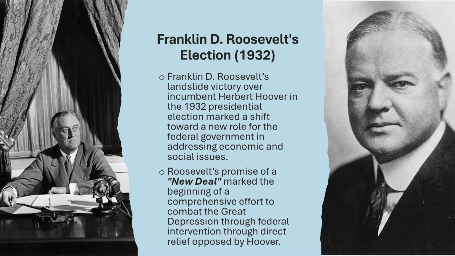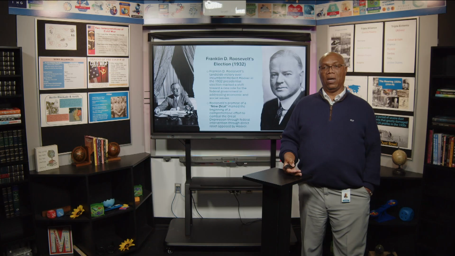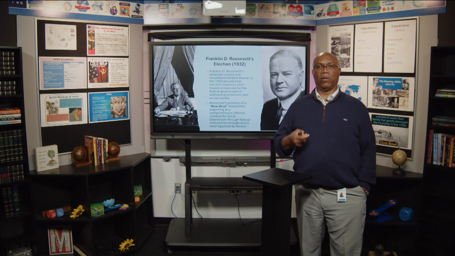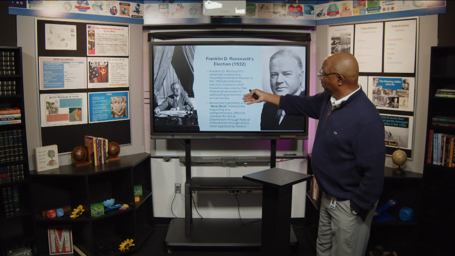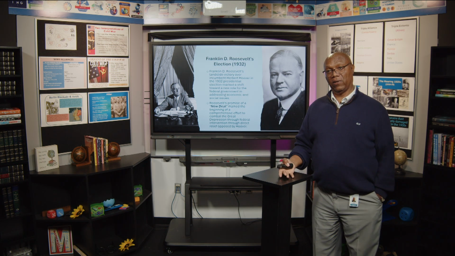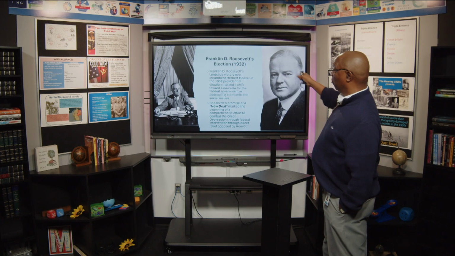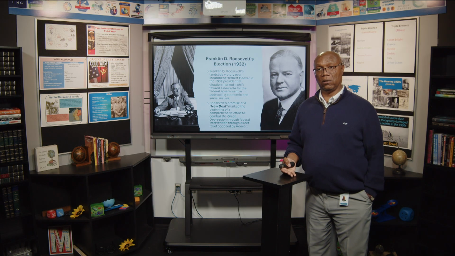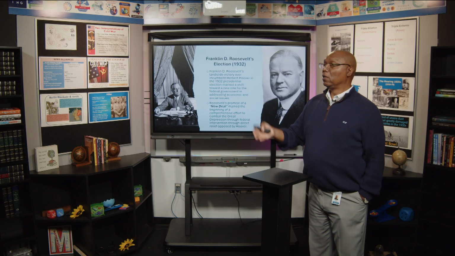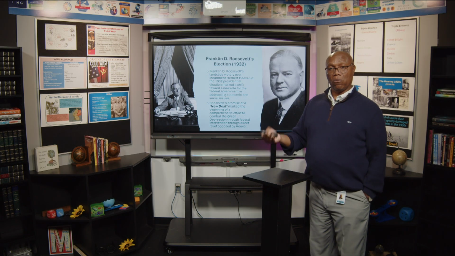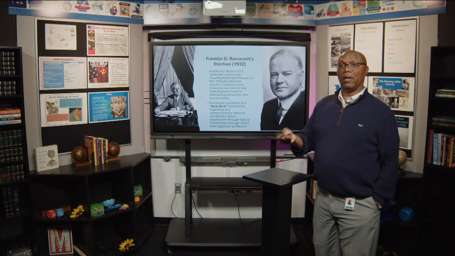Franklin Roosevelt and the election of 1932. Franklin Roosevelt's landslide victory over incumbent Herbert Hoover in 1932 marked a shift toward a new role for the federal government in addressing economic and social issues. Here you have Hoover on the right, and Hoover was a Republican that believed that everyone should pull themselves up by their bootstraps and work hard through rugged individualism and overcome whatever their issues are. Franklin Roosevelt, the Democrat on the left, changes that philosophy. And so the government goes from this shift of standing on your own and doing what you can, of course, to solve your own circumstances and situations, to the government giving more of a helping hand and giving a hand up to people.